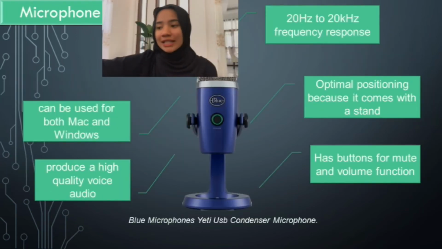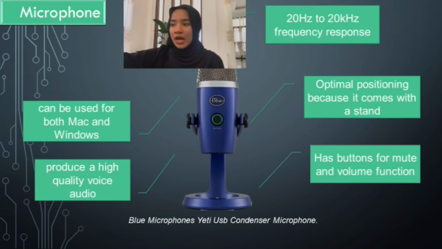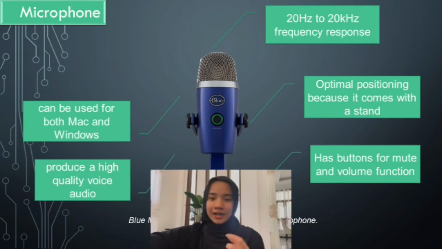The microphone that we have chosen for Nawal is the Blue Microphones Yeti USB condenser microphone. This microphone can be used for both Windows and also Mac. This microphone has a 20 Hz to 20 kHz frequency response, which means it will produce better audio. The microphone also has optimal positioning because it comes with a stand, so we can move and control the microphone easily. The microphone also has buttons for mute and volume, so when I want to control the audio, we can just click on the buttons, so it will be very easy instead of editing it.